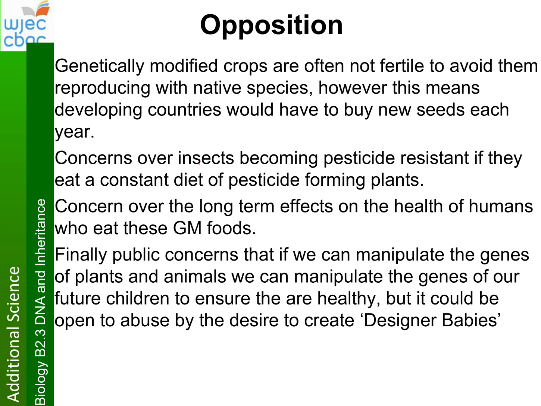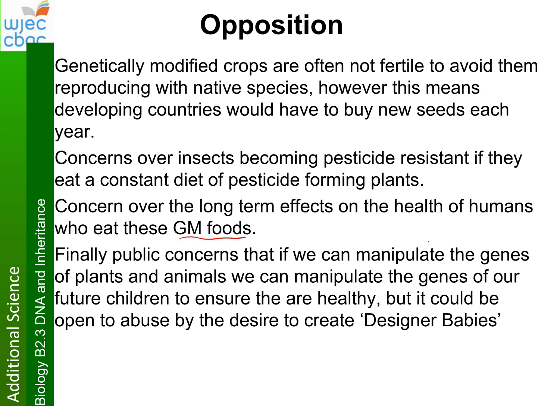Another disadvantage, there are concerns over insects becoming pesticide resistant if they eat a constant diet of pesticide-forming plants. People have concerns over the long-term effects on the health of humans who eat these GM foods. And I've got to say, if you Google online, you will find that there's a whole variety, particularly snacks, things like, I'm not going to name particular brands, but crisps and things like that, that do include ingredients from GM crops. And these foods have been in our supermarkets for decades now, okay? So we are still looking at the long-term effects on the health of humans.